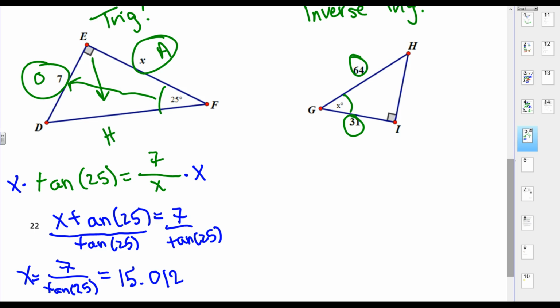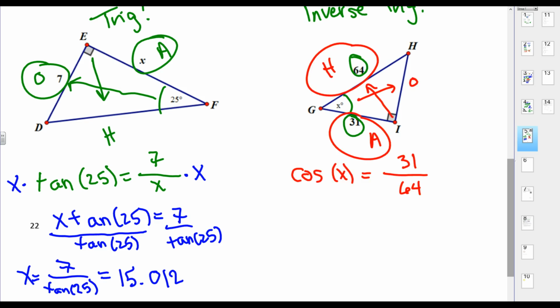Now let's take a look at this next one. I start off by labeling my side lengths. Then I determine I've got an A and an H, so I'm using cosine. That's cosine of x equals 31 over 64. Because I'm hunting for the angle, I'm going to use inverse trig. When I plug it into the calculator, the cosine inverse of 31 over 64, I get 61.0 degrees.